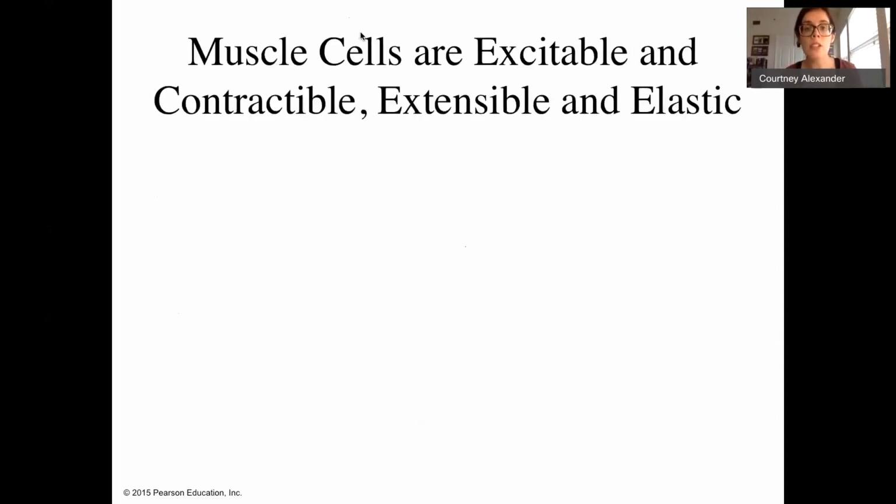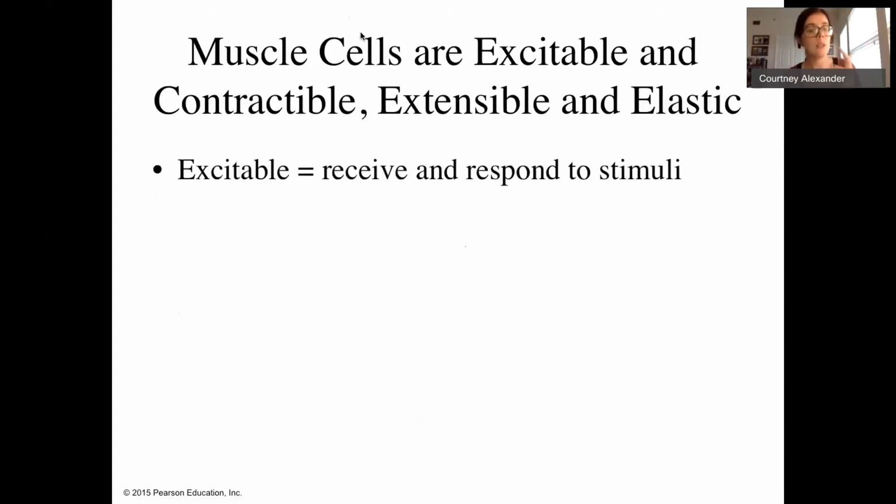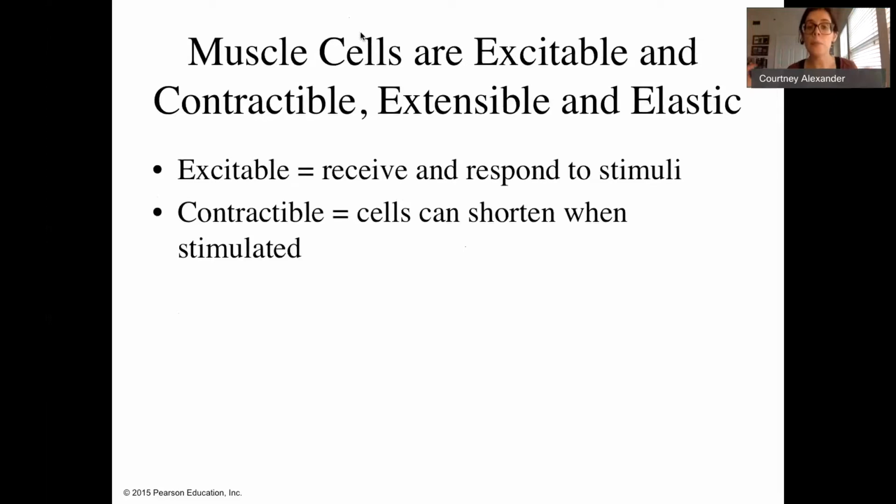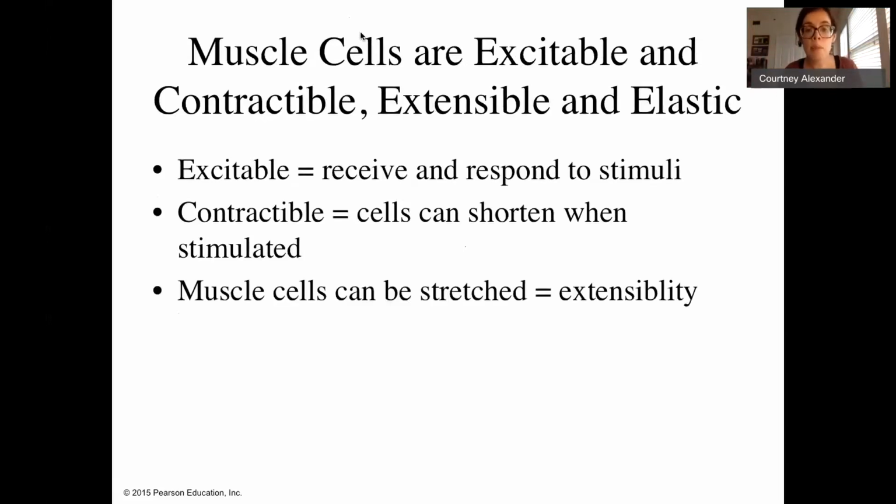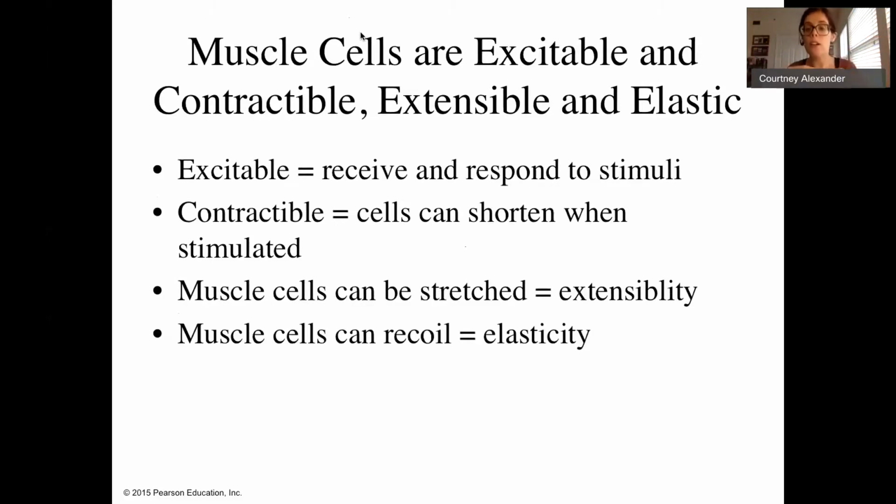So muscle cells are excitable, contractible, extensible, and elastic. And these words have special definitions. So excitable means the ability to receive and respond to stimuli. Contractible means that the cells can shorten when they are stimulated. Muscle cells can be stretched, which means extensible, and then they can recoil, elastic. So stretch out, extensible, recoil, elastic.